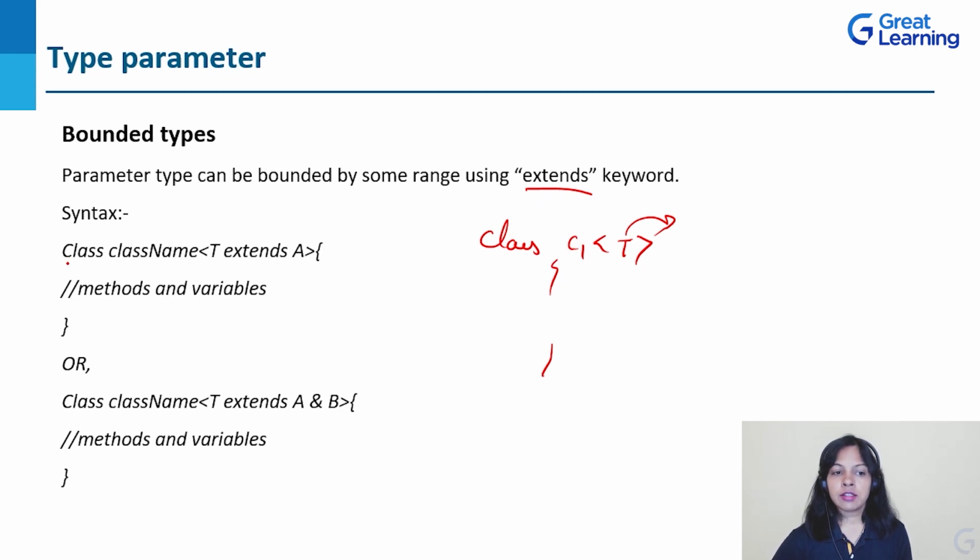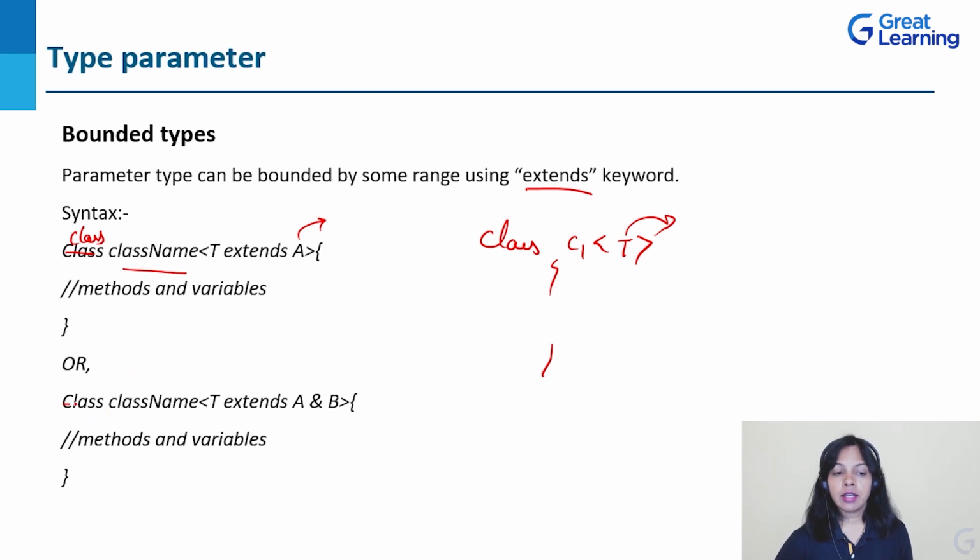The syntax for that is the class keyword, small c, the name of the class, and then when we specify the type parameter using T, capital letter, after that we write extends A. A will be that restrictive type which we are going to impose on T. This A can be another class. It can be another interface. Both are fine. Then normally inside the class, we can have methods and variables like any other generic class.